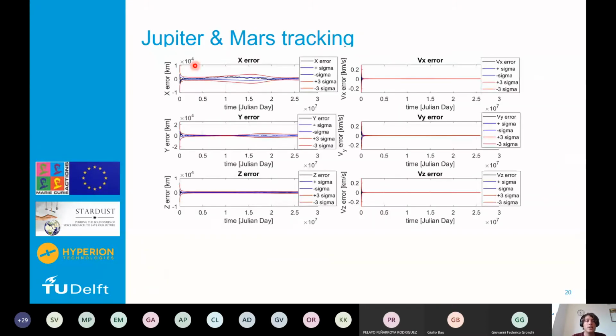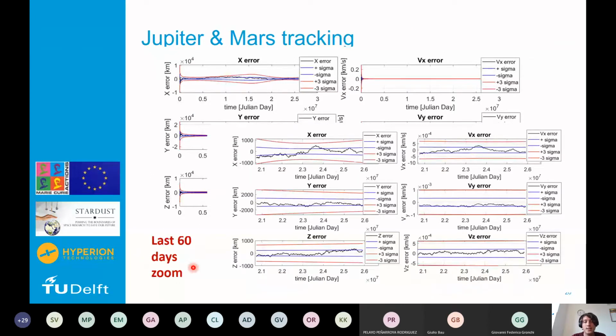And indeed, these are the results if we do track Jupiter and Mars at the same time. And if we zoom again in the last 60 days, we can see an accuracy in the order of the navigation requirements that I defined before. So in the order of 1,000, 2,000 kilometers for the position components, and 10 to the minus 4 or less than 10 to the minus 3 in the velocity components.